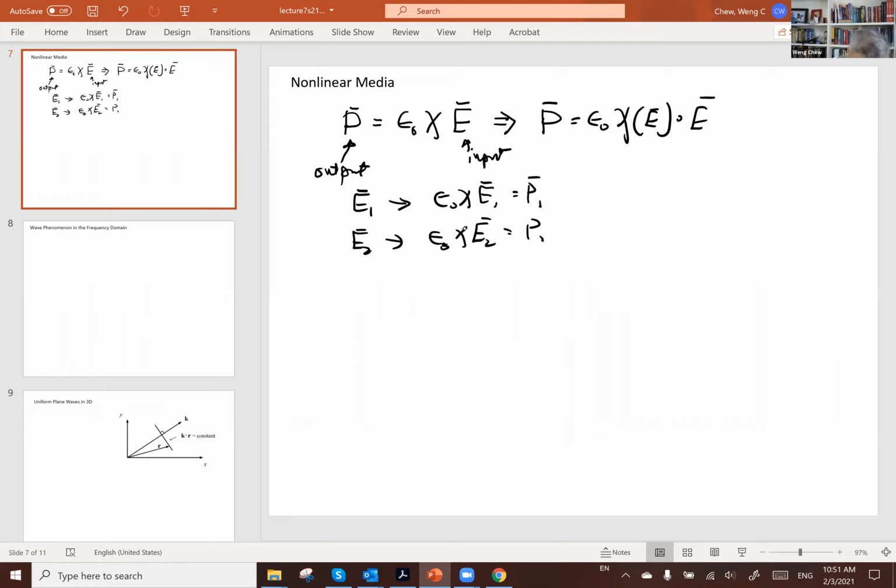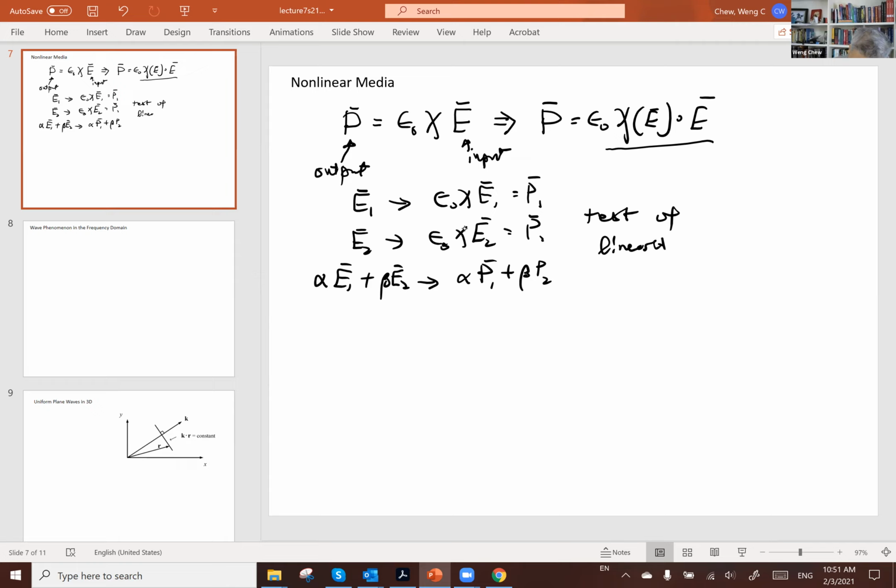And then if chi is not dependent on E, you can easily show that when I have alpha E1 plus beta E2 as my input, the output should be alpha P1 plus beta P2. You can go through the algebra yourself to convince yourself of this fact. But if you have such a medium where chi is not a constant anymore, but a chi that depends on the input, the system would be nonlinear, and the test of linearity fails. This is usually what we call the test of linearity, or the principle of linear superposition, which holds, but will not hold for this kind of medium. And you encounter this quite often in optics. This is called the Kerr effect in optics.